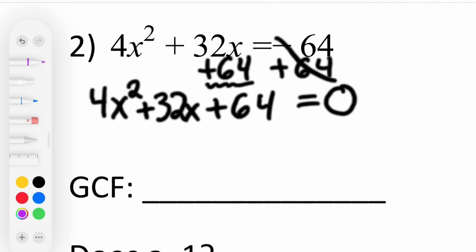Now that we have one side equal to 0, we can ask ourselves, is there a GCF in between 4, 32, and 64? Yes, there is. It is 4. Make sure as you are going through these, you get the greatest common factor, not just a factor. If you only take out a 2, then you're going to get some funky magic numbers in trying to solve it.